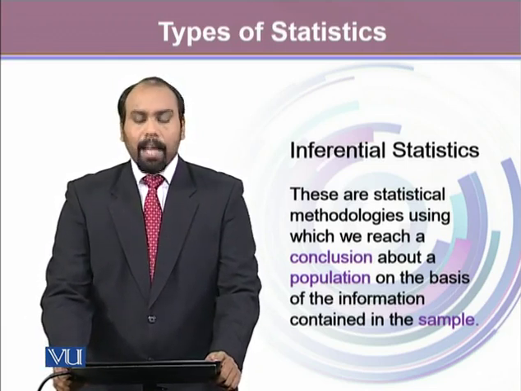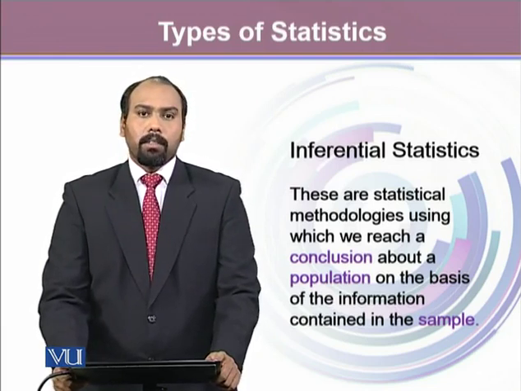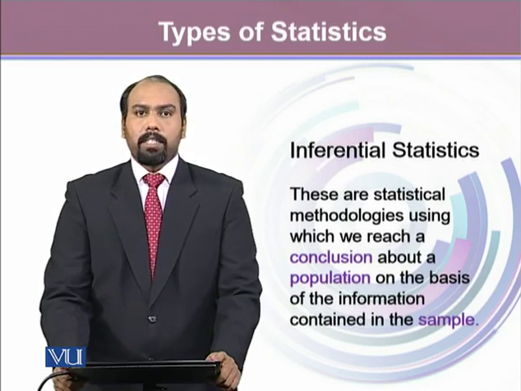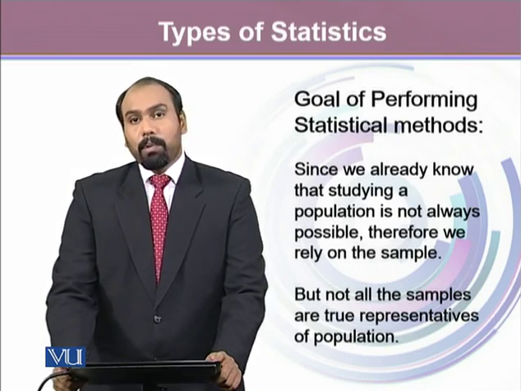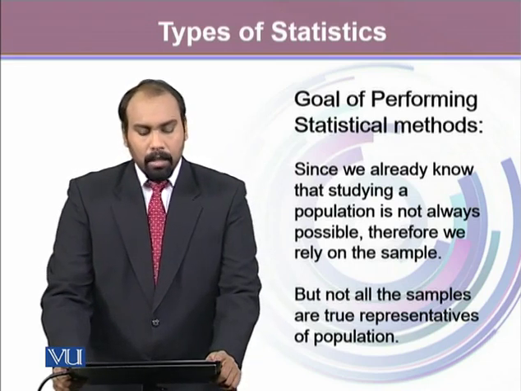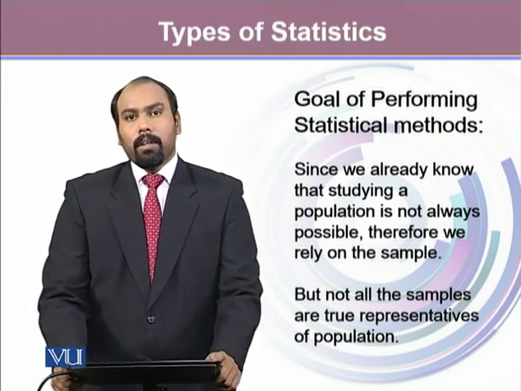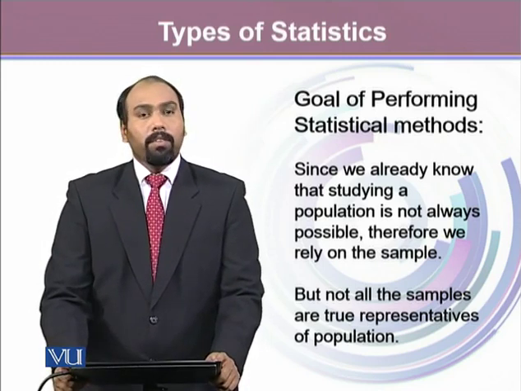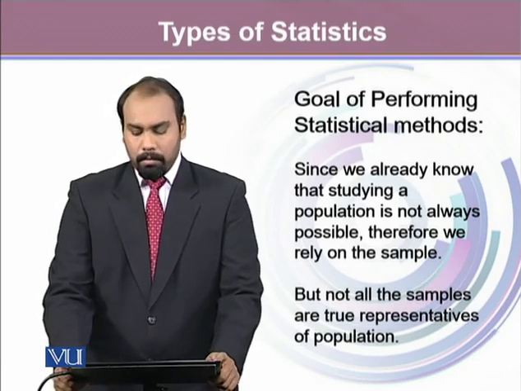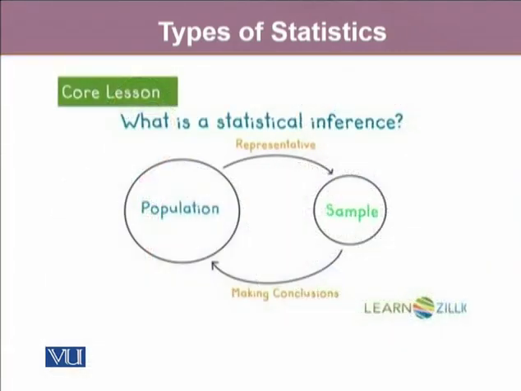The other type of statistical methods are inferential statistical methodologies. These are the methods which we use to talk about the population from the information that comes out of the sample. The goal of performing statistical inference is pretty clear: we already know that studying a complete population is not always possible. Therefore, we rely heavily on our samples. But not all the samples are made equal. Some samples are true representatives and some are not.